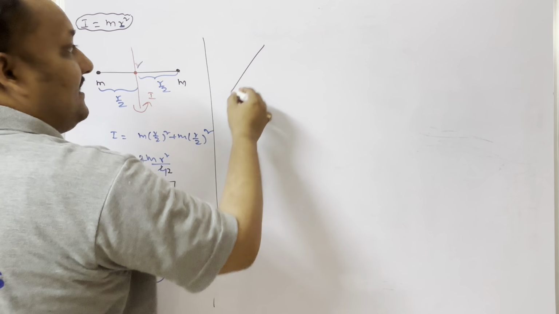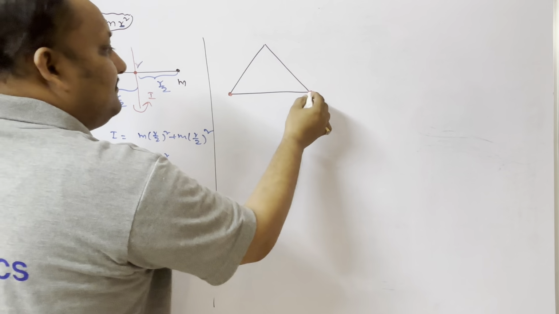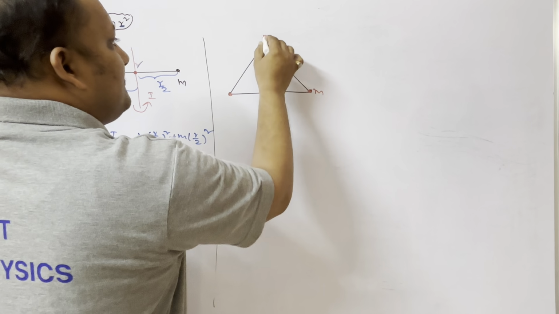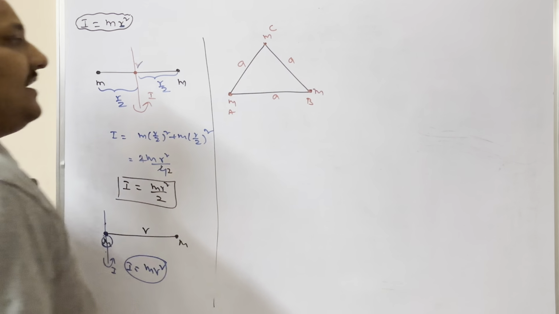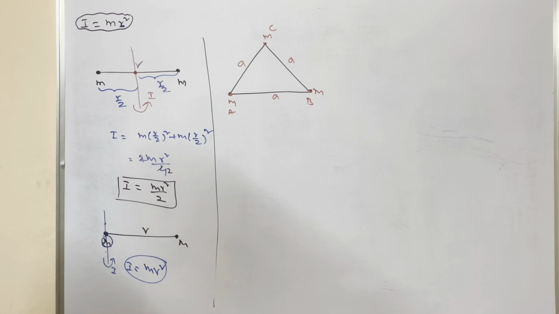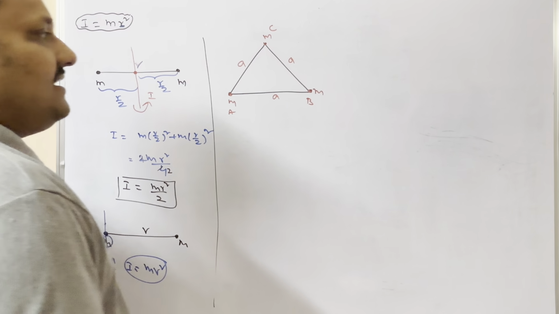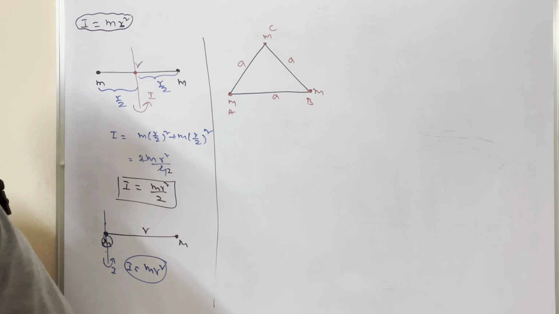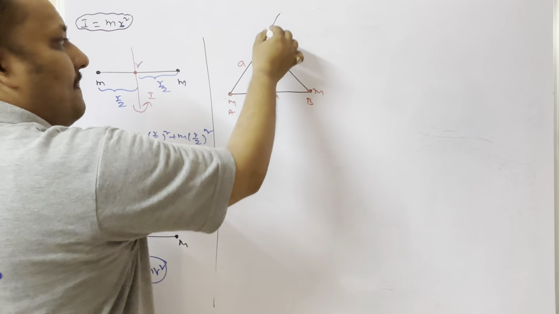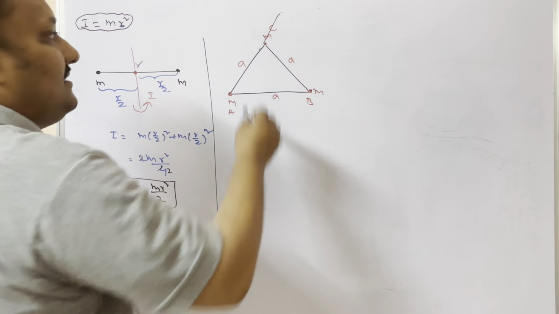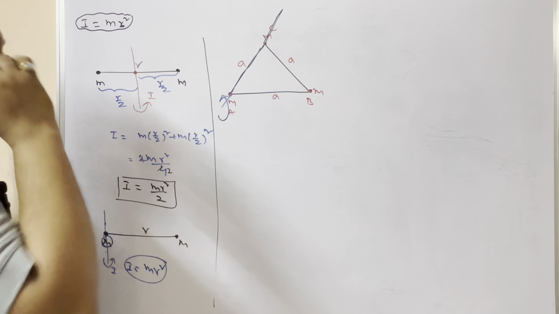Next, if three mass particles are given like this at three corners of an equilateral triangle, three mass particles A, B, C on an equilateral triangle, find the moment of inertia about any axis they give. We will see one by one according to the given axis. So, axis passing through AC. This is going to be AC. What is the moment of inertia about this axis, they may ask.